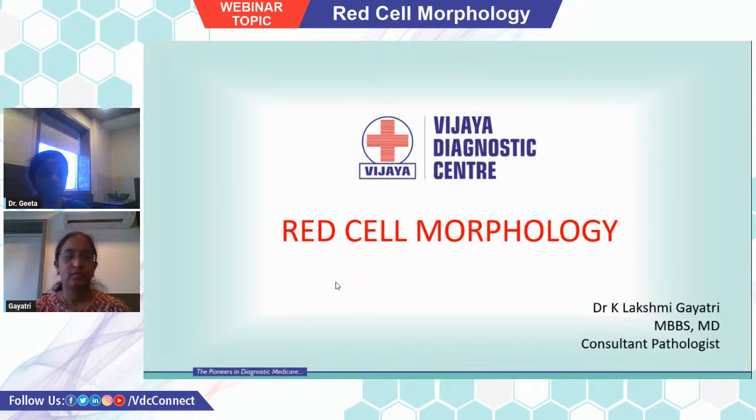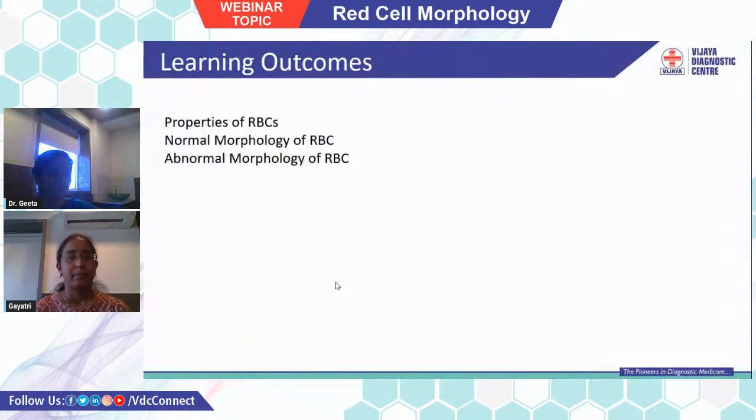Very good afternoon to one and all. Today's webinar topic is red cell morphology. Though it is a basic topic, it gives us very important clues for evaluating and diagnosing cases, especially the underdiagnosed cases. The learning outcomes from today's webinar are properties of RBC, the normal morphology and its abnormal morphologies.